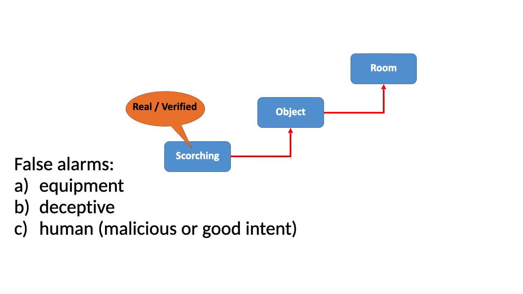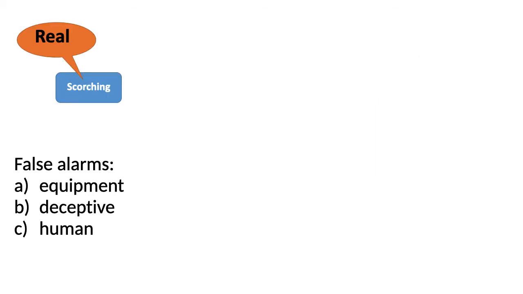And we distinguish between false alarms caused by equipment, caused by deceptive situations, so something that actually looks like a fire, and caused by human error, either malicious or good intent. Now let me further look at these three causes of false alarms, because I would like to distinguish between faults in use of the installation and faults in design of the installation.